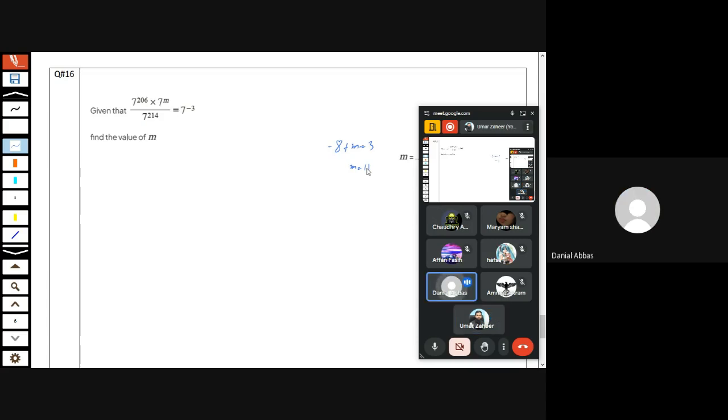Sir, isn't it -3 on the other side? So it will come back and it will be -5, or it's negative. Okay, so I think the answer is 5, not negative. Sorry, it is 5. Yes, it is 5. Send me a picture if you have done it.